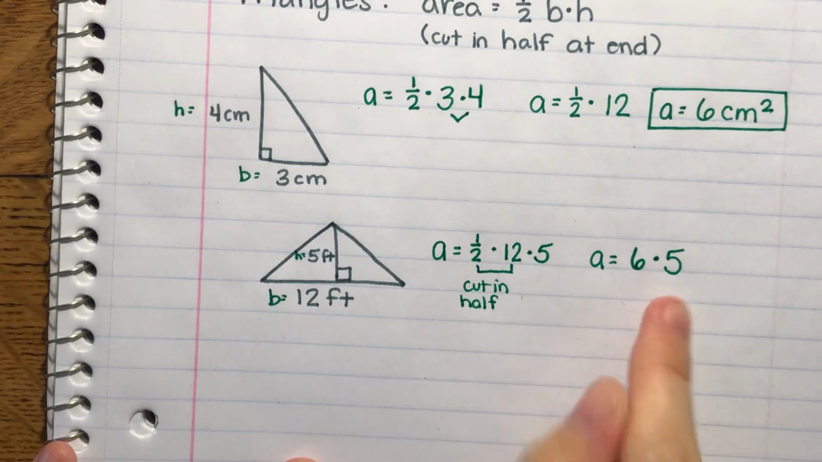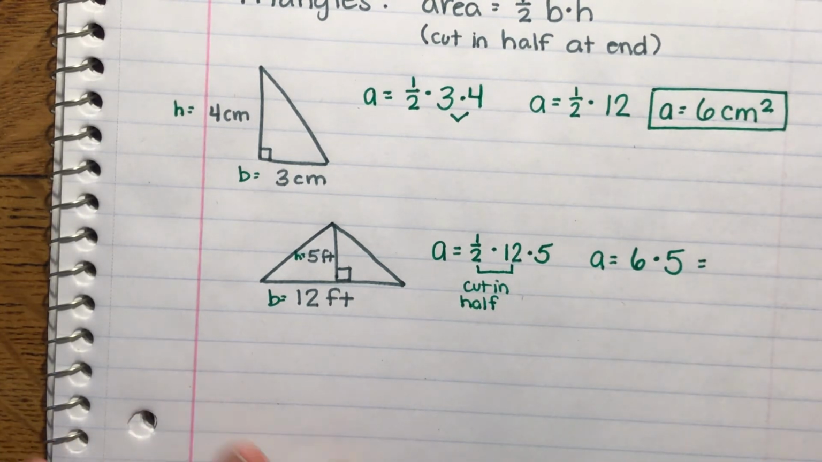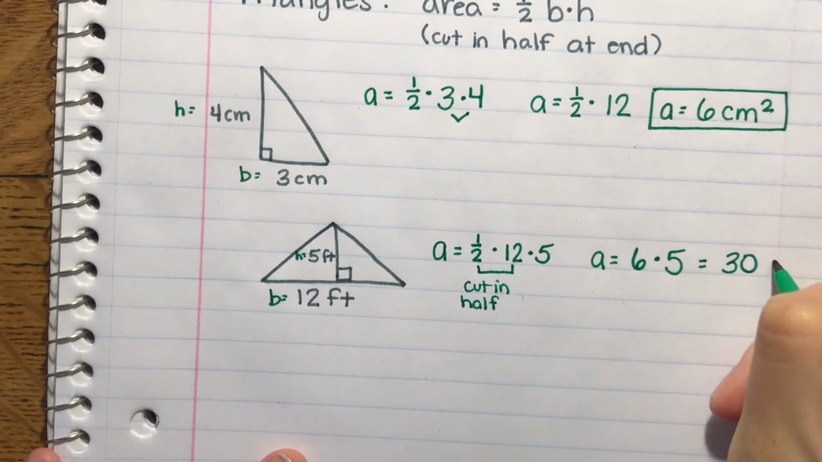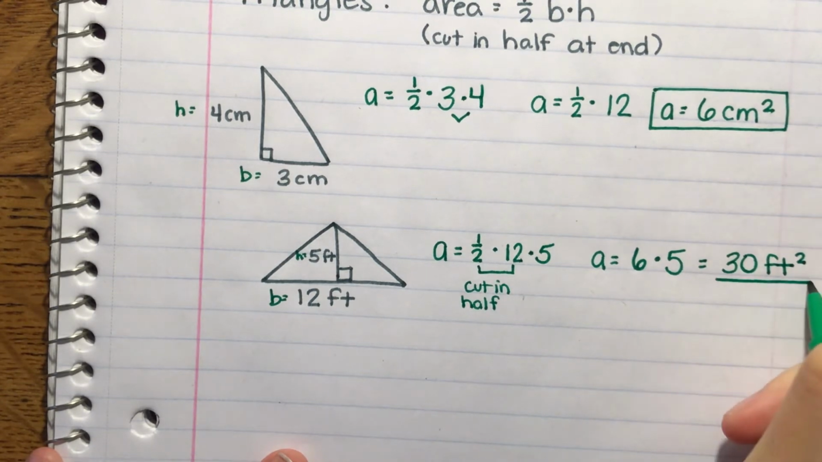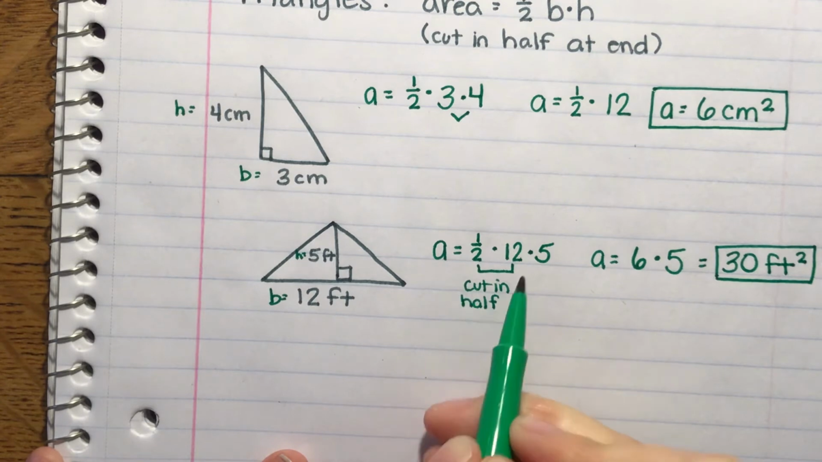And then I could just multiply that out, and it might make my math a little bit easier if I want to do that. And 6 times 5 happens to be 30, and I label it with feet squared anytime I'm talking about area. So again, I just did it a slightly different way for you.